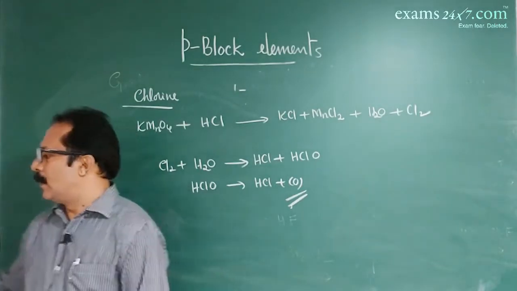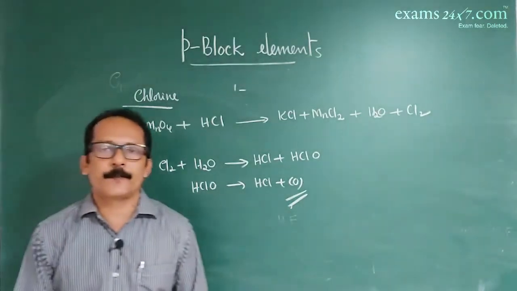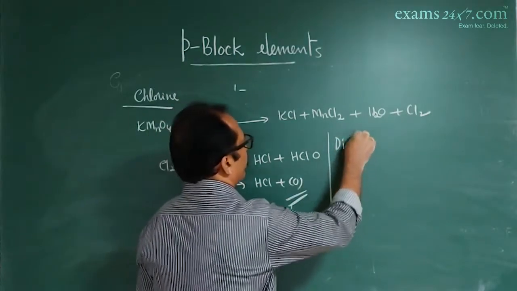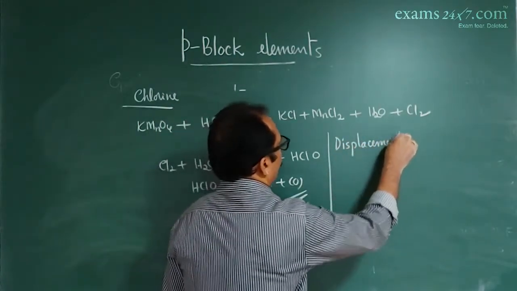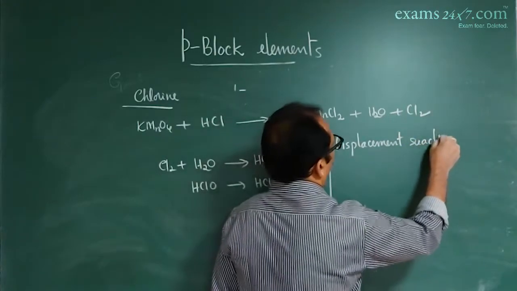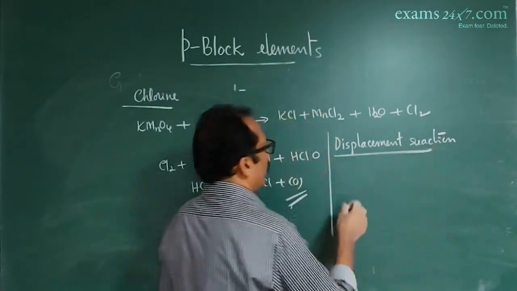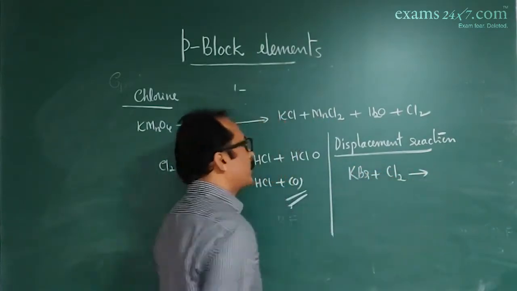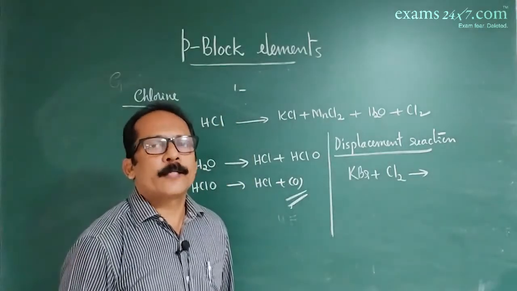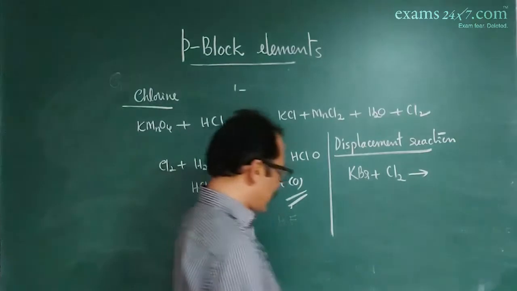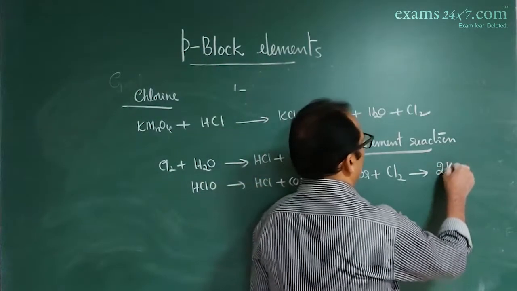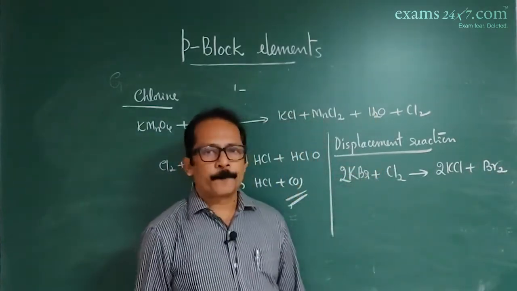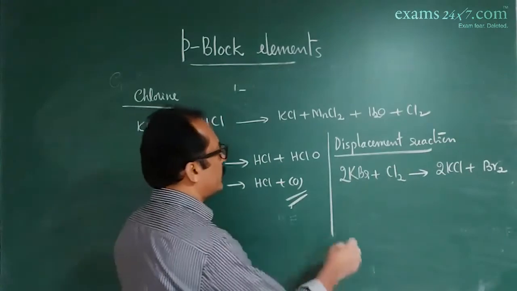Okay. Next one about the displacement reaction. Chlorine reacts with potassium bromide. Chlorine is more reactive than bromine. Therefore, here displacement reaction takes place. That gives KCl and Br2.